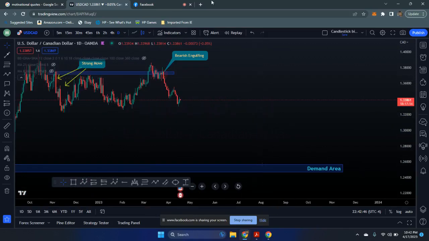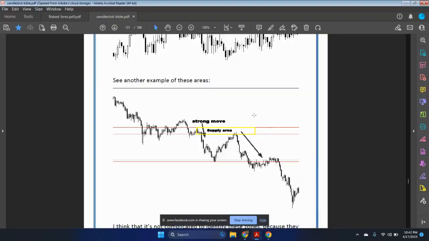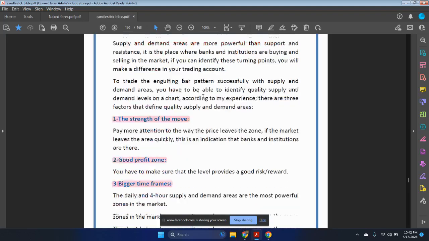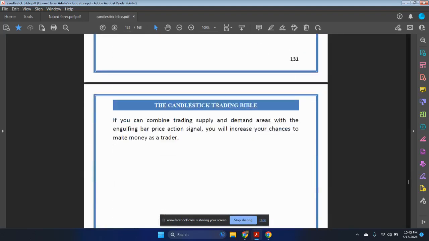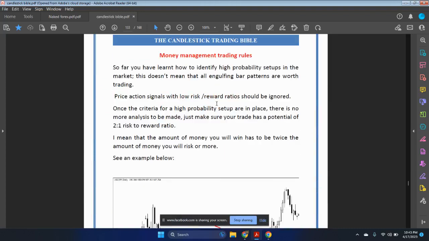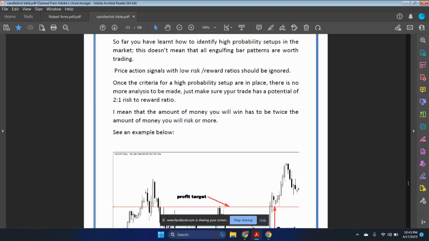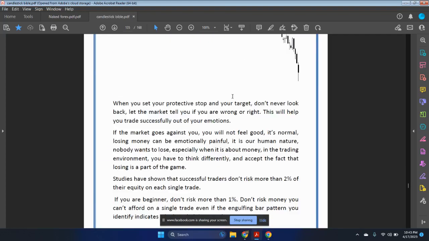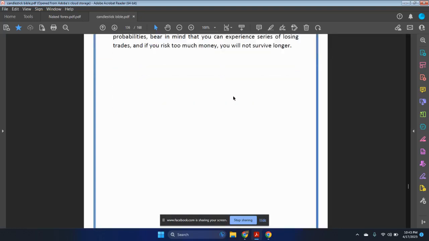Alright, so we went over Candlestick Bible, trading the engulfing bar with supply and demand zones. Now, after this, which is going to be the last section of trading the engulfing bar pattern, we're going to talk about money management and trading rules. I really want to focus on nothing but this because this has a lot of great information, which will really help you in your trading.